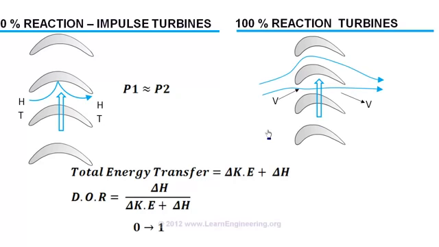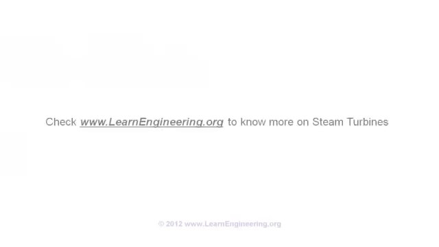A practical steam turbine will be a compromise of these two cases. People usually use a 50% reaction turbine, known as the Parsons turbine. That is all about the working of steam turbines. Thank you for watching the video.